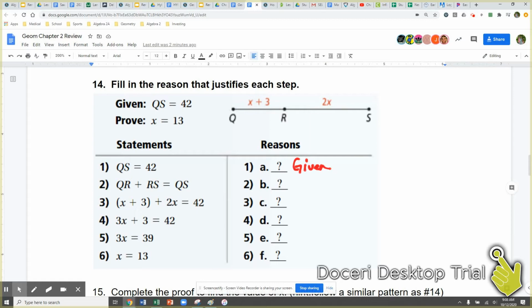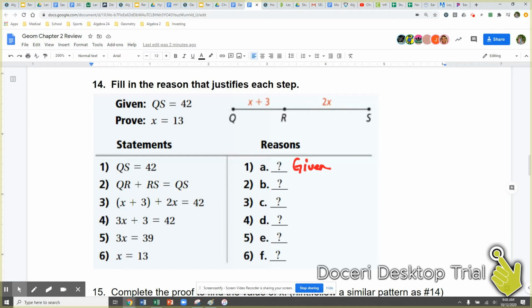Number 2. The statement that we are giving is that QR plus RS equals QS. So we're adding two things together to equal QS. What property are we using in step 2? We think it's the segment addition property. Beautiful. We are adding 2 segments to equal a third segment.